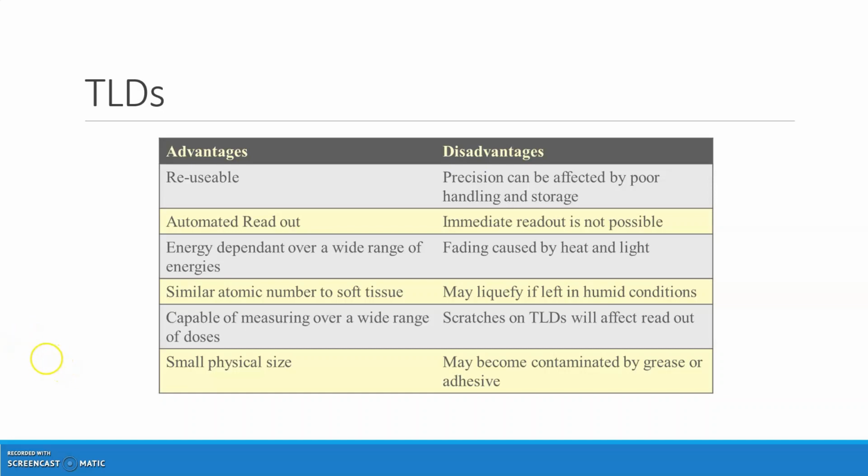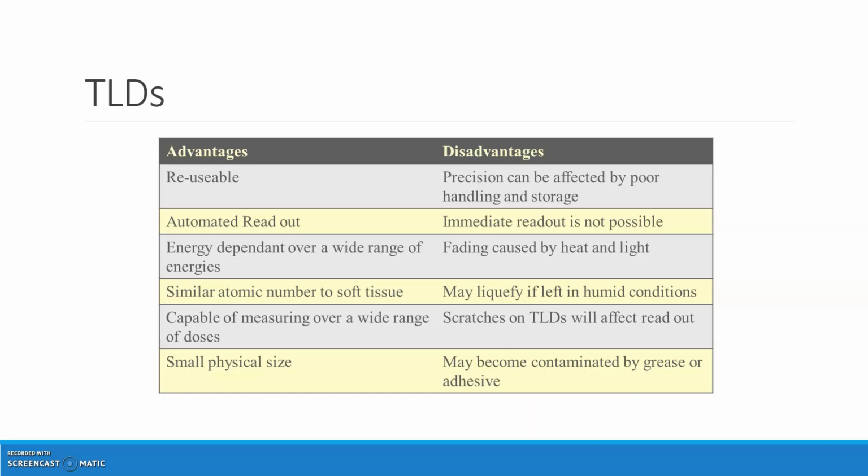So the reading out of these is automated, fairly straightforward. They've got a similar atomic number to soft tissue, and a similar electron density, which means that the dose that we read in them is the same as the dose that we'd expect to see in soft tissue. And they're very small, so we can position them quite reproducibly where we want to.